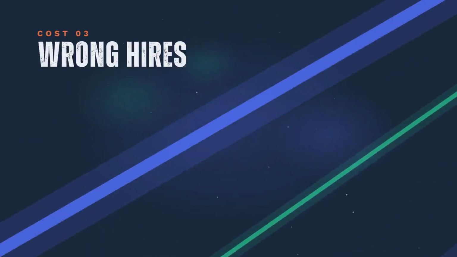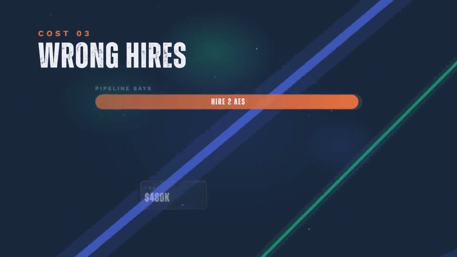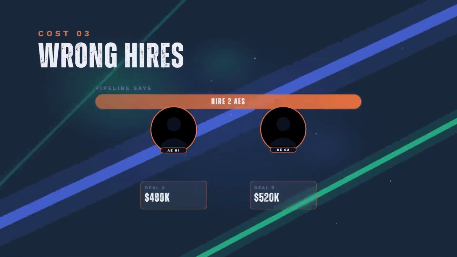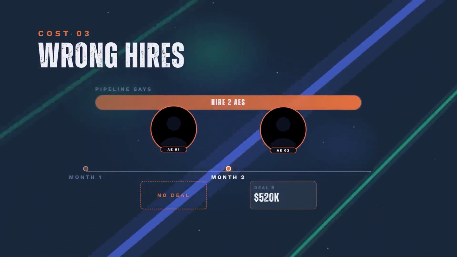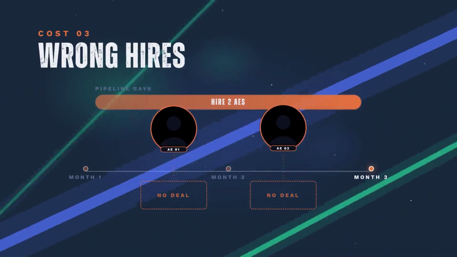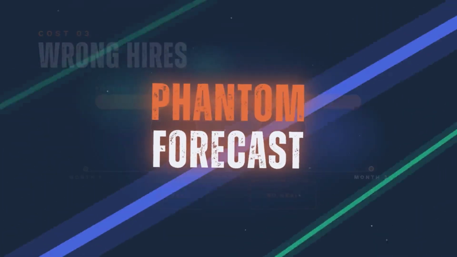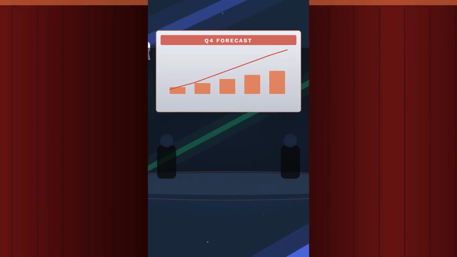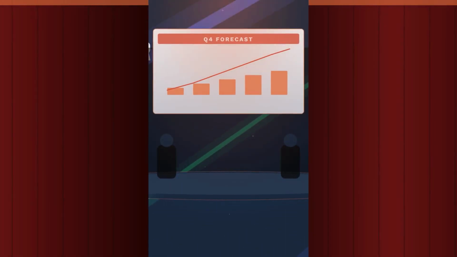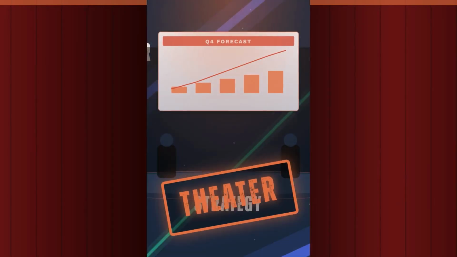Third, hiring and resource decisions made on false data. You bring on 2 new AEs because the pipeline says you need them, but the deals those AEs are supposed to work aren't real. By month 3, you realize you hired ahead of a forecast that never existed. And fourth, and this is the one that keeps founders up at night, confidential conversations with your board become theater instead of strategy, because you know deep down that the numbers might not be real.